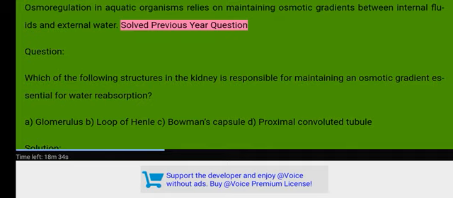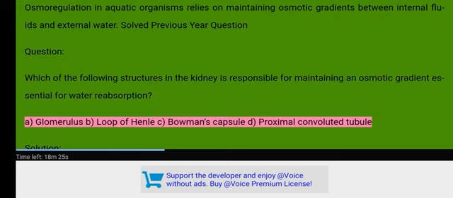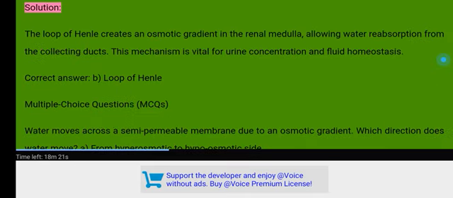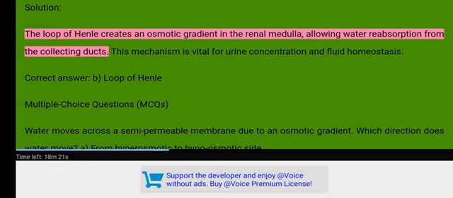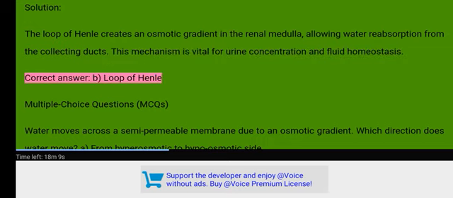Solved previous year question. Which of the following structures in the kidney is responsible for maintaining an osmotic gradient essential for water reabsorption? A. Glomerulus. B. Loop of Henle. C. Bowman's capsule. D. Proximal convoluted tubule. Solution. The loop of Henle creates an osmotic gradient in the renal medulla, allowing water reabsorption from the collecting ducts. This mechanism is vital for urine concentration and fluid homeostasis. Correct answer, B. Loop of Henle.